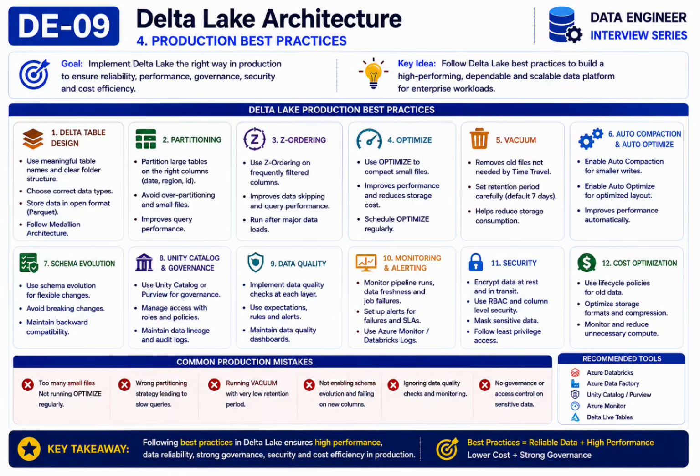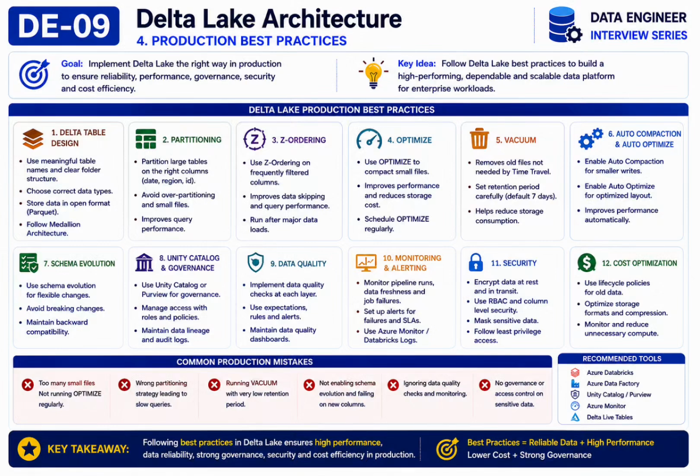Also, run VACUUM carefully to remove obsolete files after the retention period. Never run VACUUM immediately because it may impact time travel functionality. Enable auto optimize and auto compaction whenever possible. Use schema evolution only for controlled business changes. Then maintain governance using Unity Catalog. Implement monitoring alerts, audit logs, lineage tracking, encryption, and role based access control.